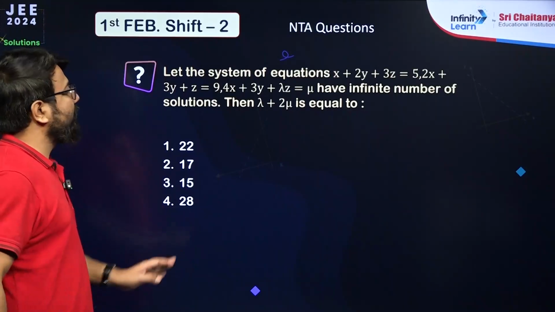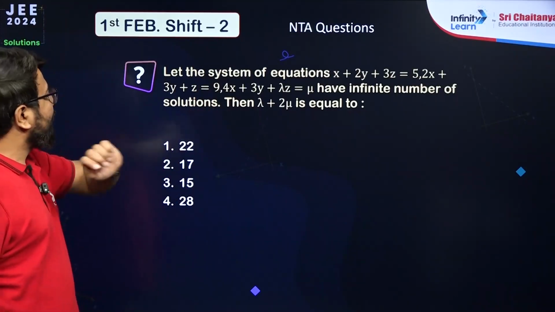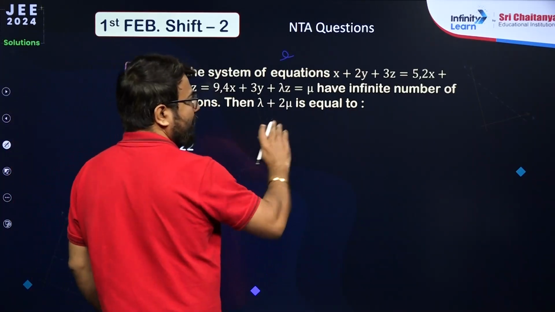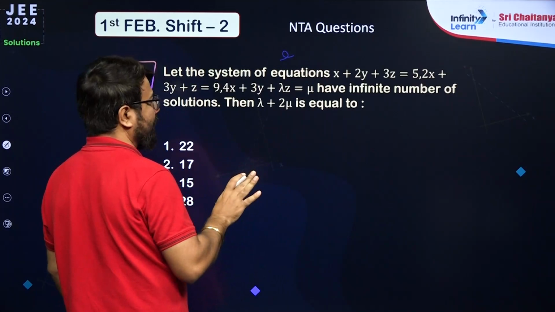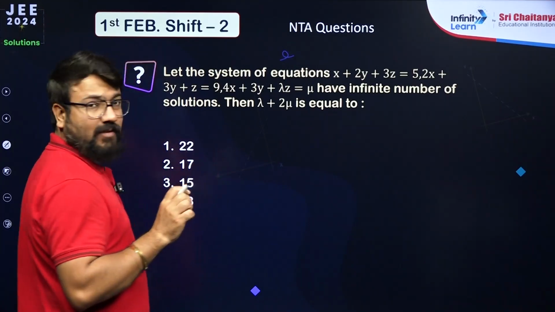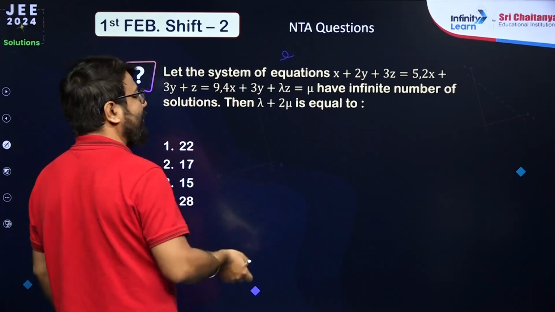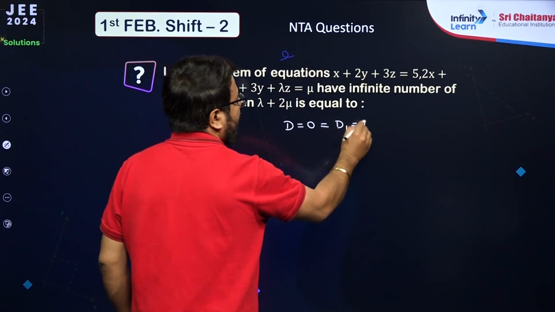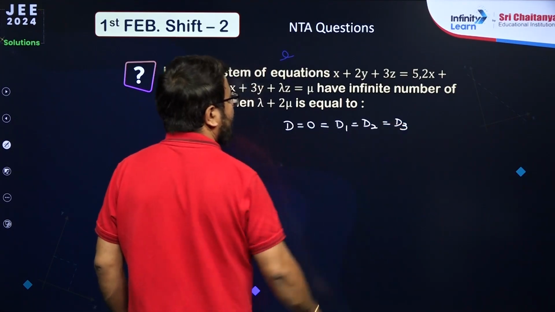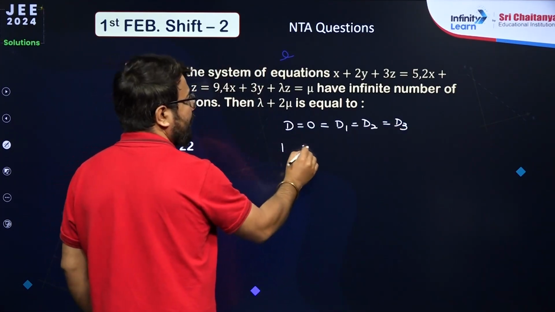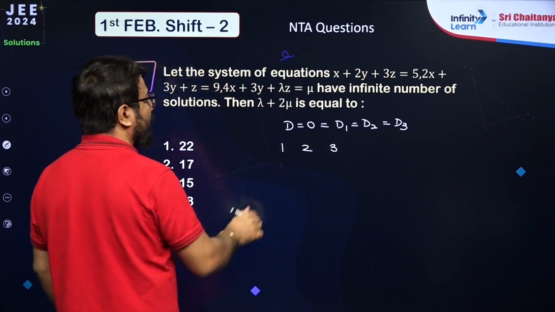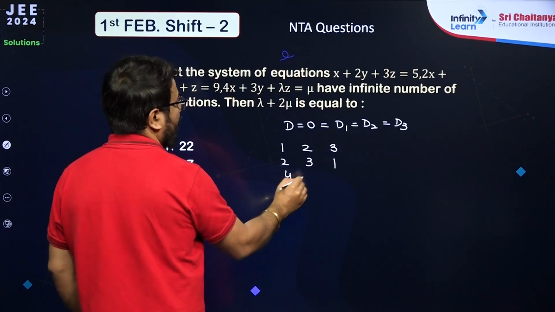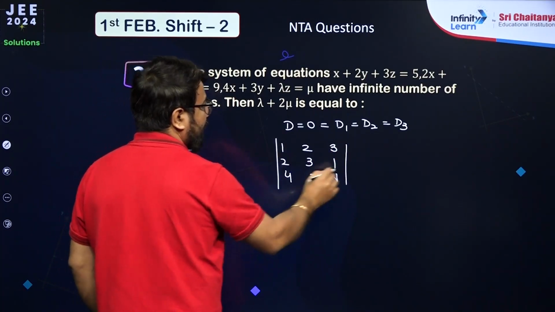Moving ahead to question number 4. Let the system of equations have an infinite number of solutions, then lambda plus 2 nu they are asking for. So this is a system of equations being given to us, and infinite solutions are also given. So first of all, I'll apply Cramer's rule. Whenever we have infinitely many solutions, D is equal to 0. D is the determinant formed with the help of all the coefficients of x, y, z. So 2, 3, 1, and here it is 4, 3, lambda. And let us take the determinant value of it.